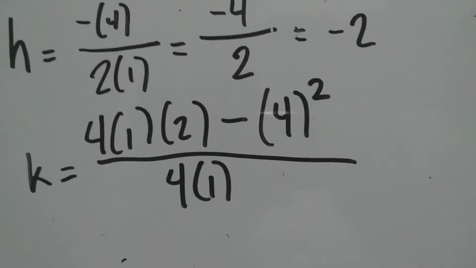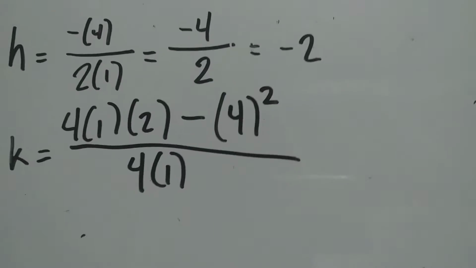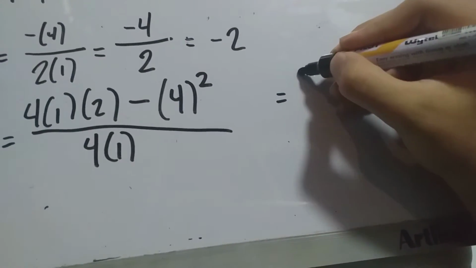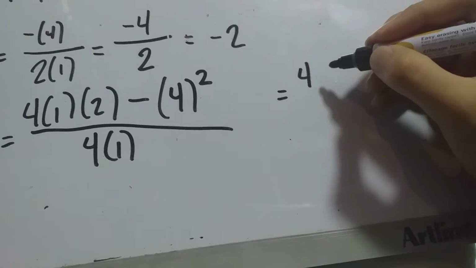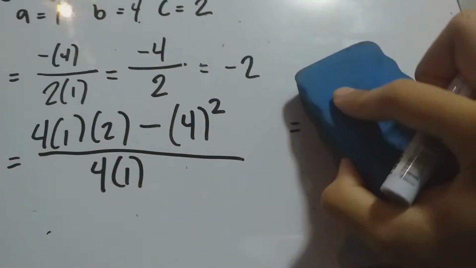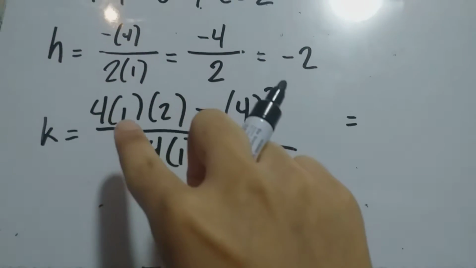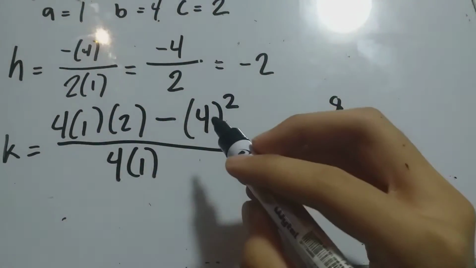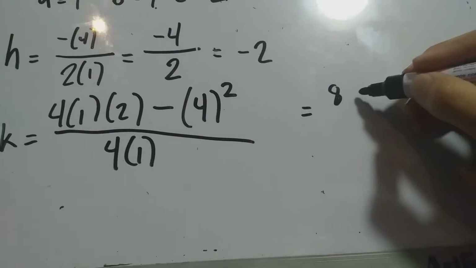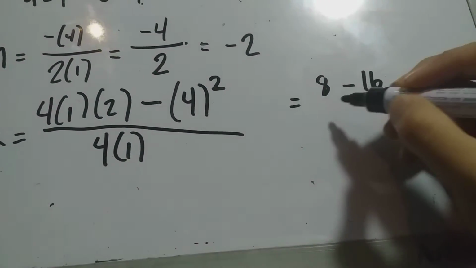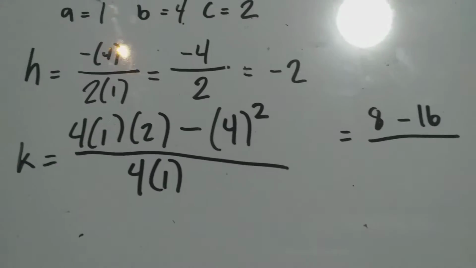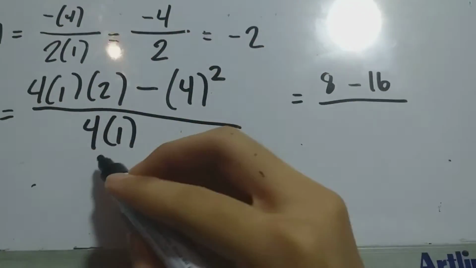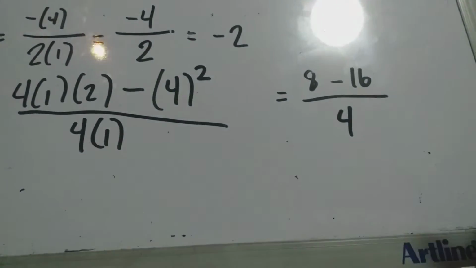So after that, we simplify the terms. We first simplify the parentheses. 4 times 1 is 4, times 2 is 8. So we got 8. Negative 4 squared is 16. Then 4 times 1 is 4.